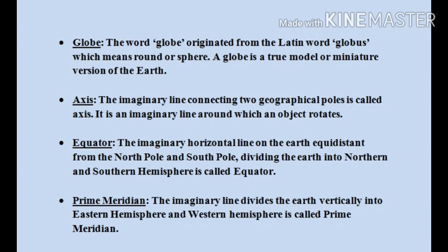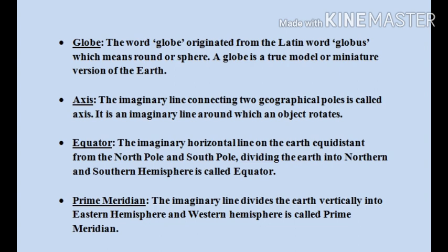So, in this chapter, we learned about globe. What is globe? Globe is a miniature version or true model of the earth. Then we learn about axis. What is axis? Axis is an imaginary line on which any object rotates. Then after we learn about equator. What is equator? Equator is an imaginary horizontal line which divide the earth into two equal halves.